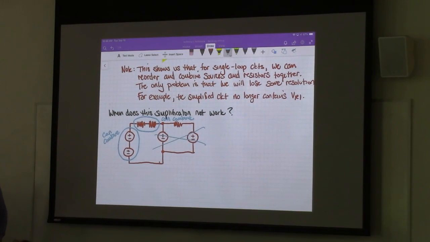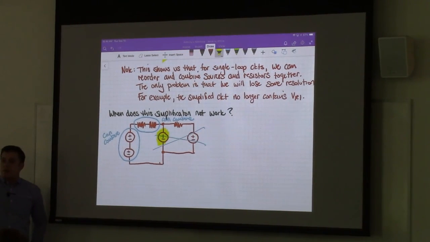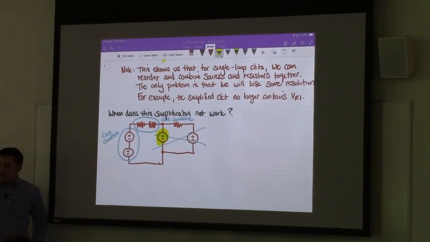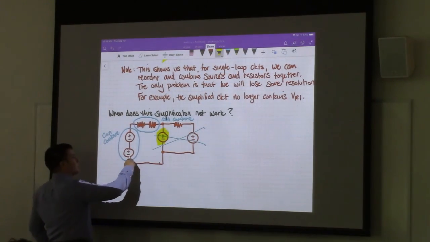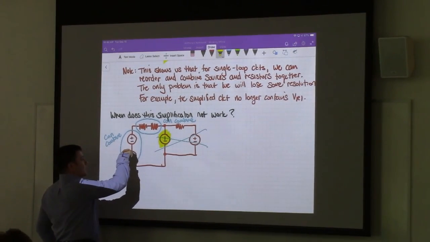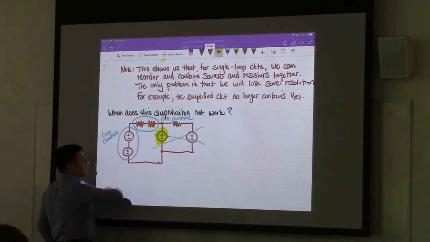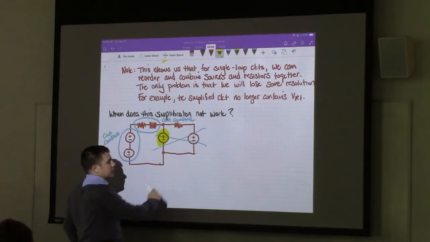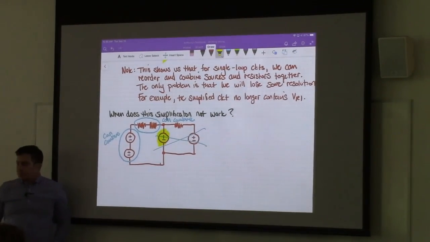And especially, you can't combine this one right here. That cannot be combined with the other two. They need to be part of the same single loop. And so over here, right, there's only one loop that addresses these two sources. They're in series with one another. They can be combined. These two resistors, the same thing. Over here, you can't do that.